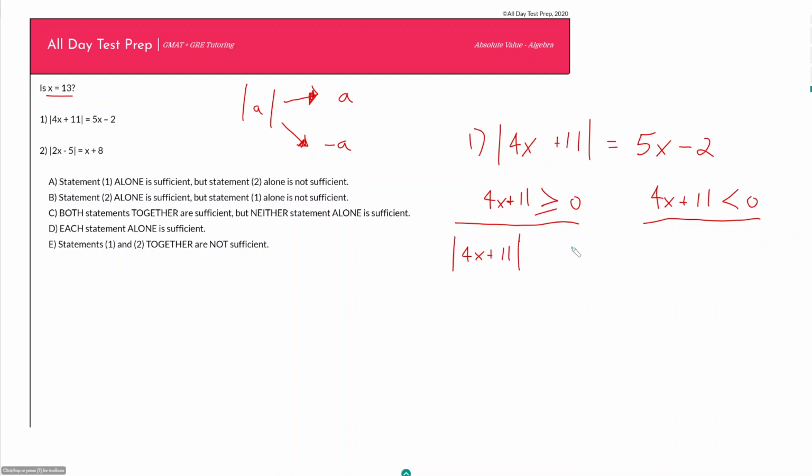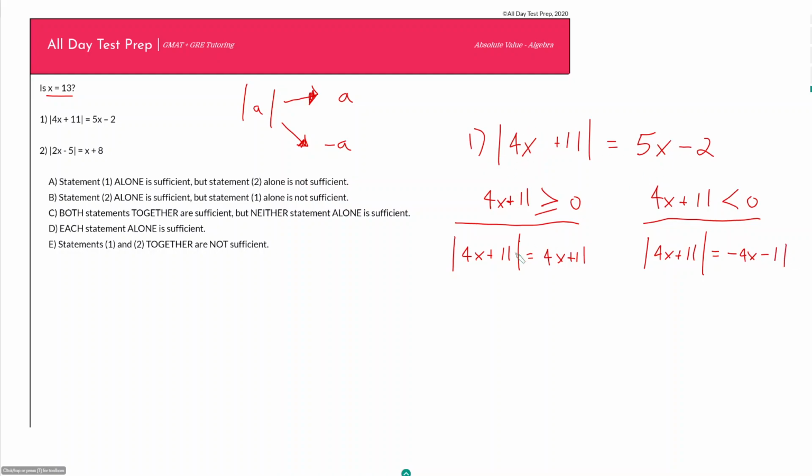This is the case of absolute value of 5 being equal to 5. So absolute value of 4x plus 11 is just equal to 4x plus 11. And when 4x plus 11 is less than 0, that is the case of absolute value of negative 5 being equal to 5. So in this case, absolute value of 4x plus 11, if we get rid of our absolute value sign, is just equal to, we've got to remember to reverse the whole thing because we're multiplying the whole thing by negative 1. So negative 4x minus 11.